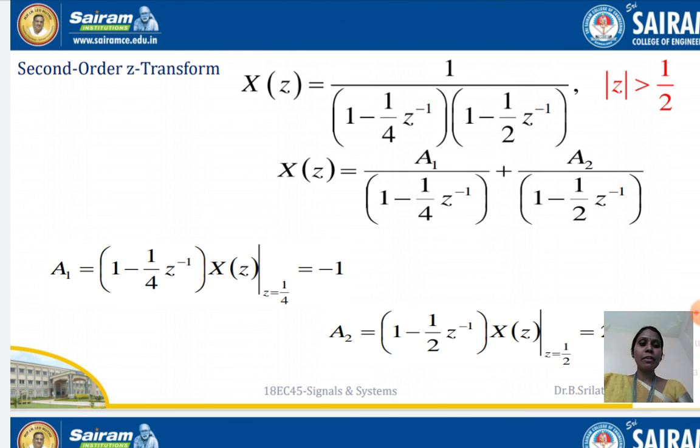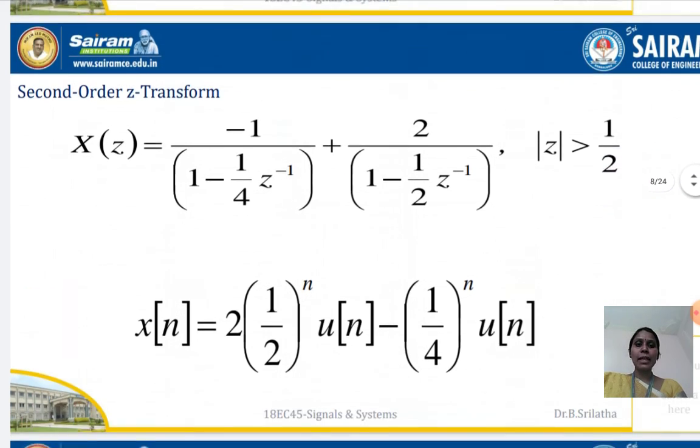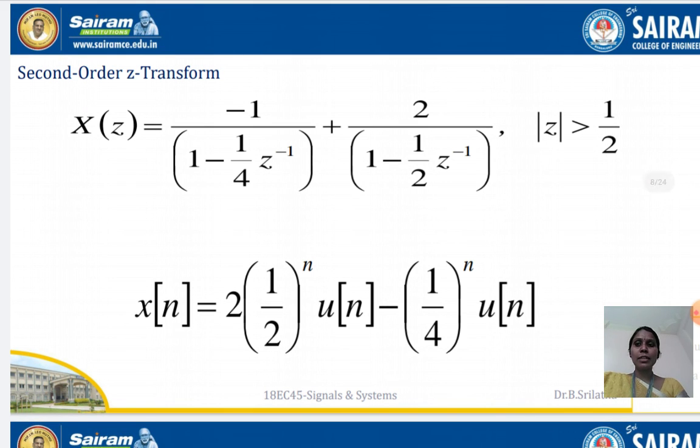Now we have to find a1 and a2. There are many methods to find a1 and a2, so we can use any formula. Here I used a1 is equal to this denominator into X of z at z is equal to 1 by 4. We can use any other formula to find a1 and a2. So a1 I got is minus 1 and a2 is equal to 2. Now I am going to replace a1 and a2 with the values: a1 is equal to minus 1, a2 is equal to 2.